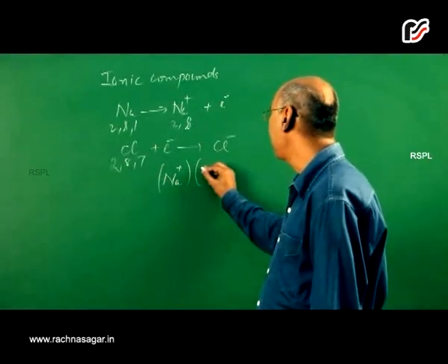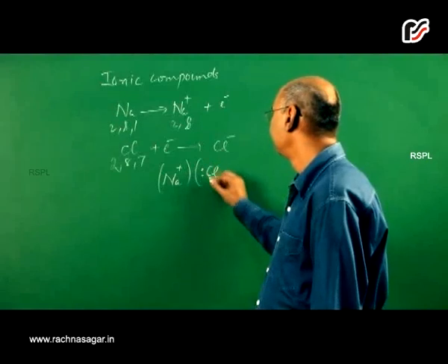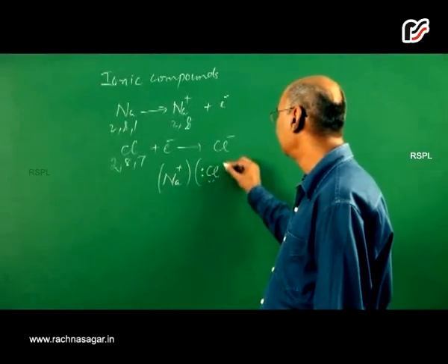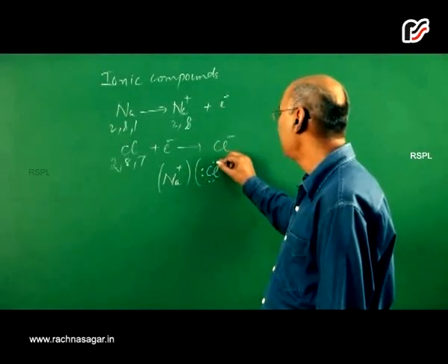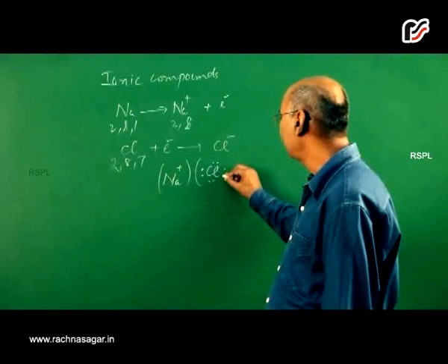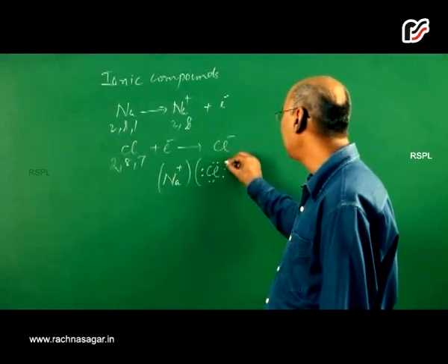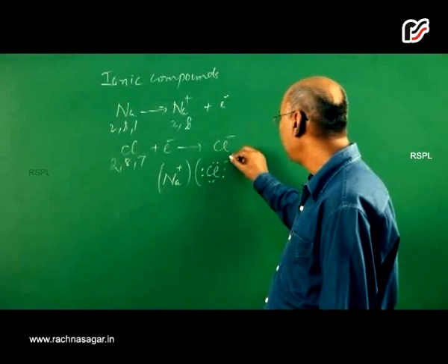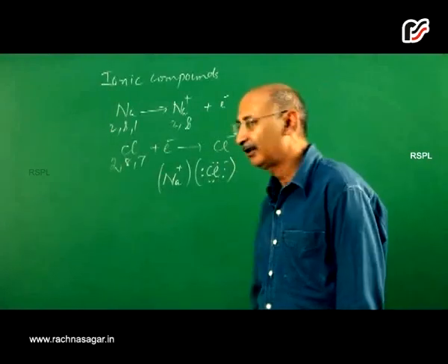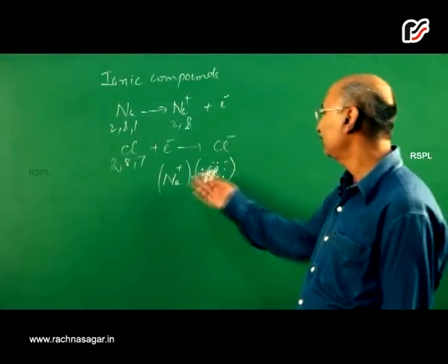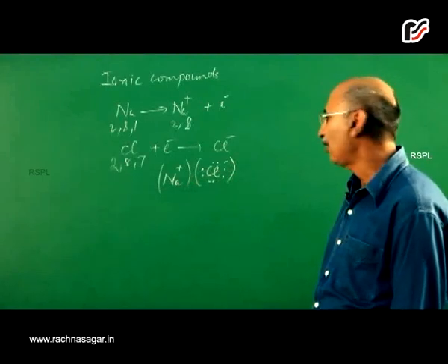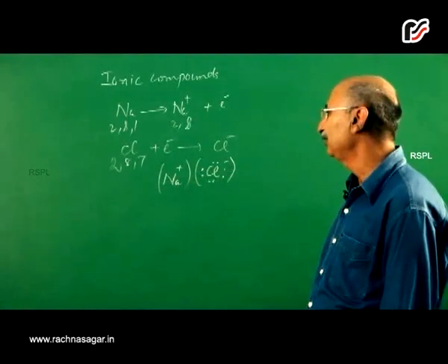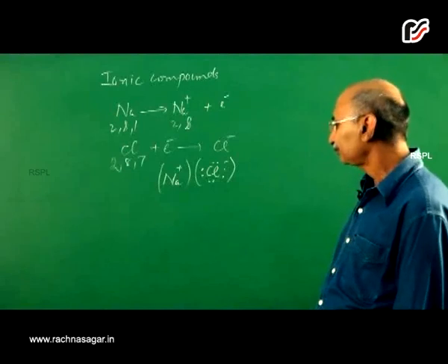Chlorine was having 7 valence electrons before gaining one electron. Now it has gained one electron, total electrons have become 8, and due to 8 electrons it has acquired a negative charge. This is the electron dot diagram of sodium chloride, which is an ionic compound.